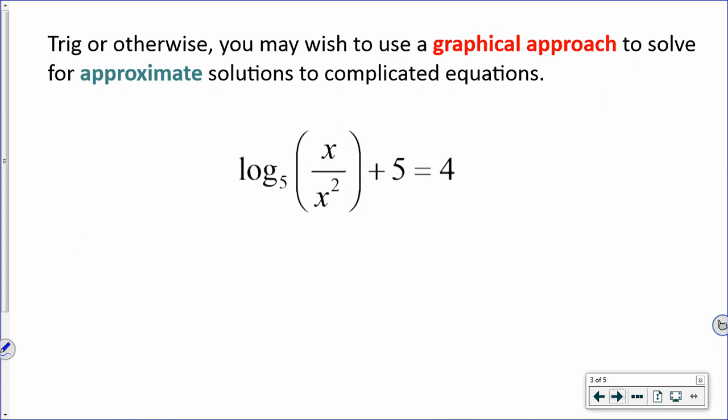To step it up a little bit in difficulty, and this is not a trig equation, as you can see this is a log equation, but it's up here for a purpose.